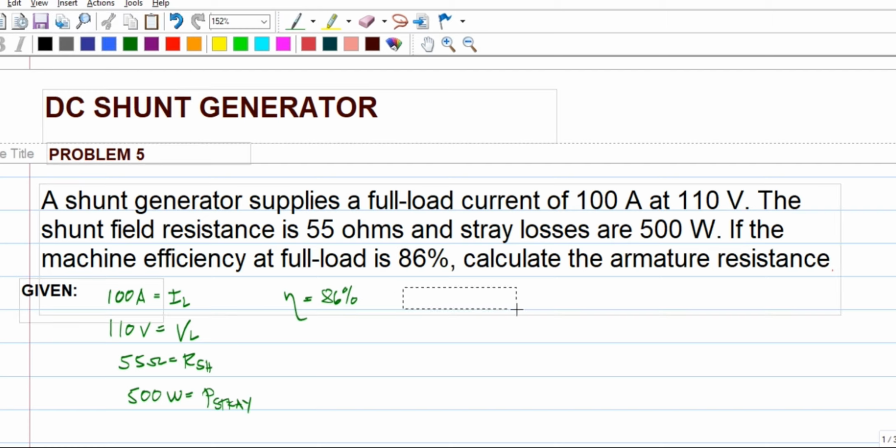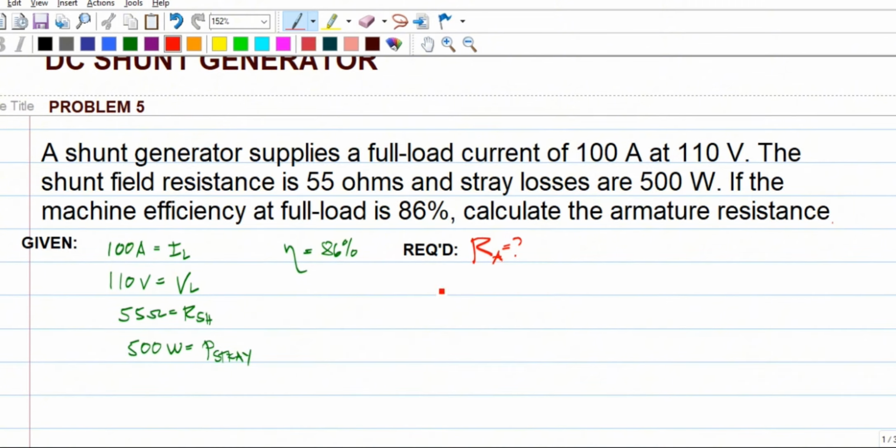Okay, let's write what is required. We have armature resistance, RA. Then we are going to find the RA, but first we have to find the ISH, the IA, the PA, or the power developed in the armature. First thing to do is to draw the shunt generator circuit and also the power flow diagram.